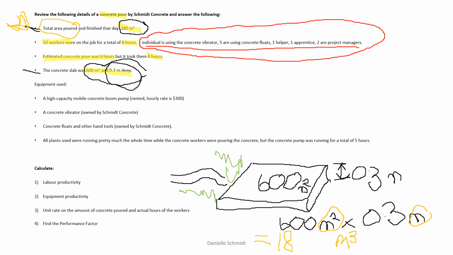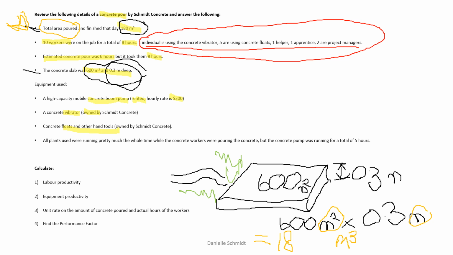All right, so we've got those details. We know we've got some equipment, so we're going back to our question and highlighting the key facts. So we've got a concrete boom rented, $300 an hour. Got a concrete vibrator owned, and we are Schmidt Concrete, so we don't have to worry about that.